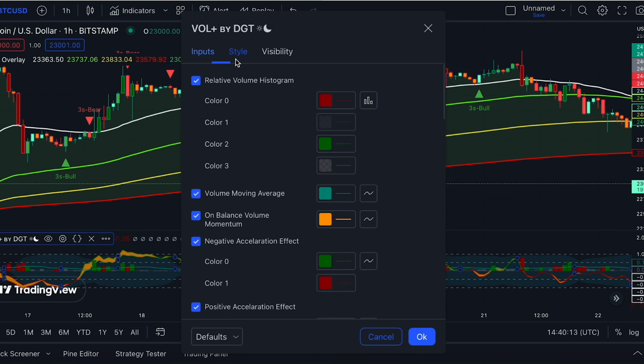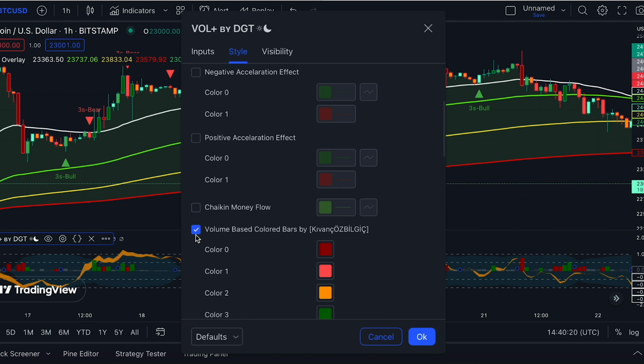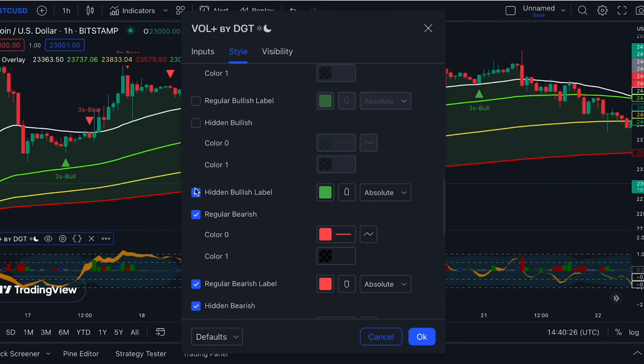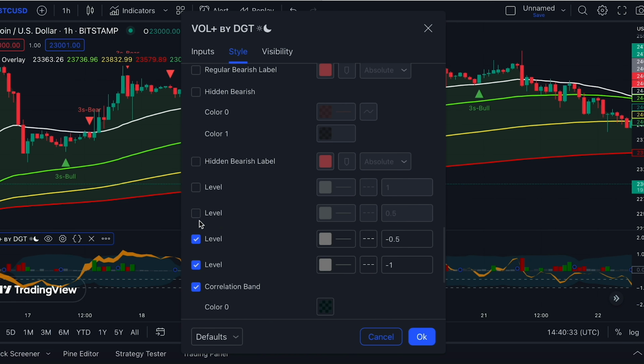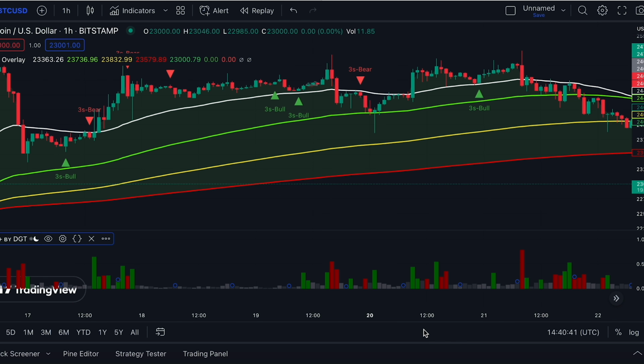Now we add our second indicator, which will help us refine the strategy by filtering some entries. We'll name it Neglected Volume by DGT, created by DGTRD. We can see that this indicator is not very clear, so let's change its style. Let's disable all but the relative volume histogram, and that's ideal. Now we can explain how the strategy operates.